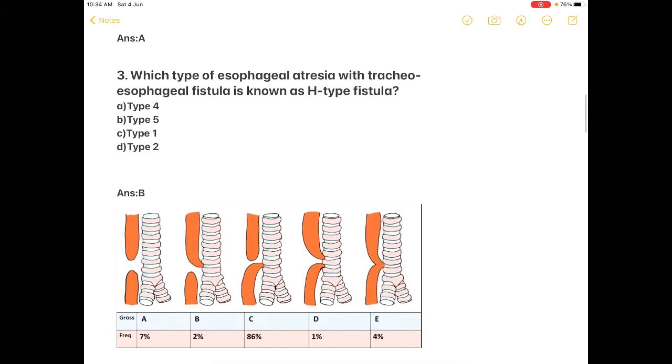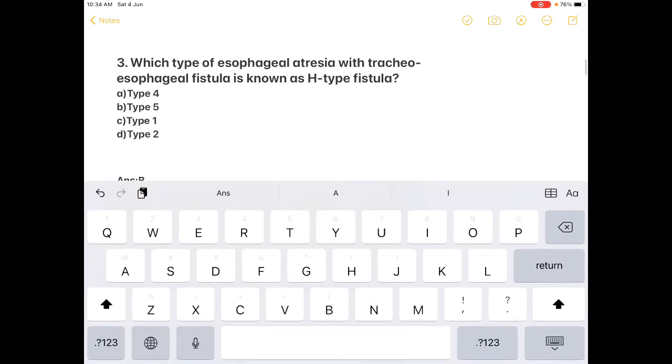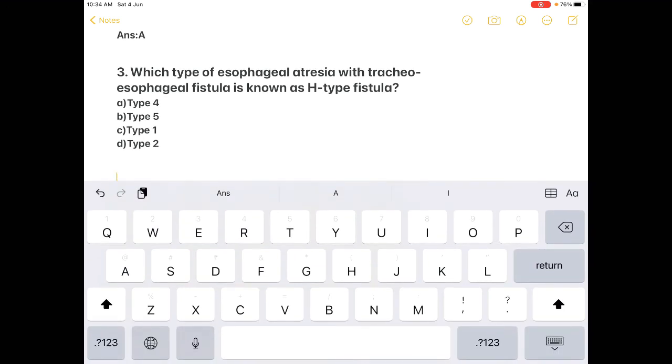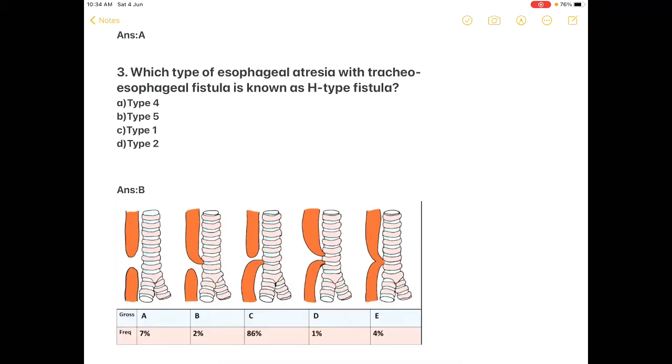Next question. Which type of esophageal atresia with tracheoesophageal fistula, TEF, is known as H-type fistula? Option A, type 4. Option B, type 5. Option C, type 1. Option D, type 2. The correct answer here is B, type 5. We'll be discussing in brief about the TEF from type 1 till type 5.